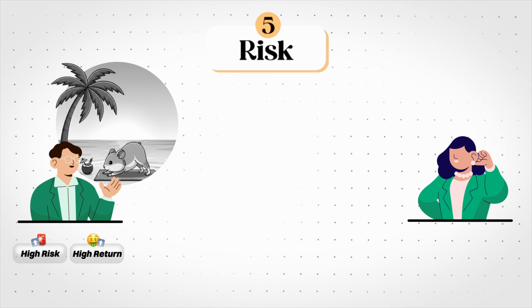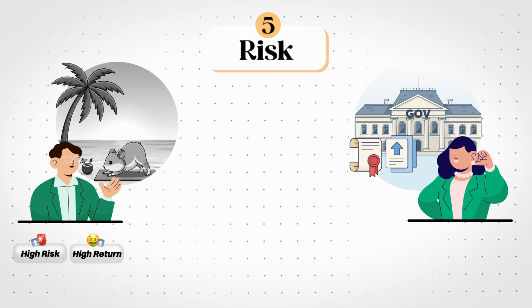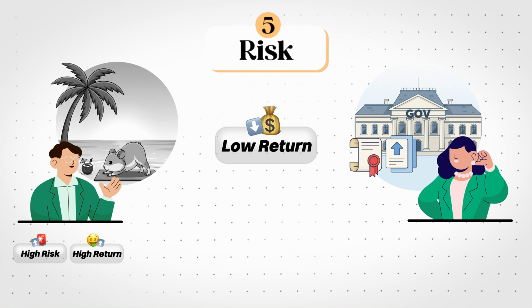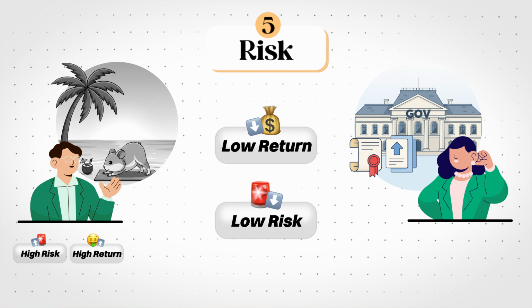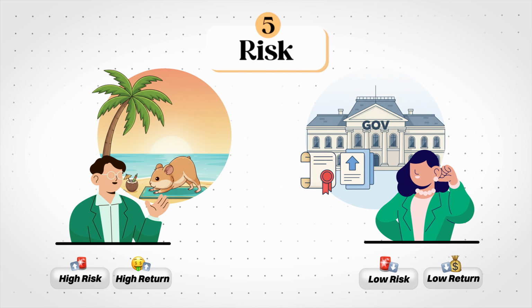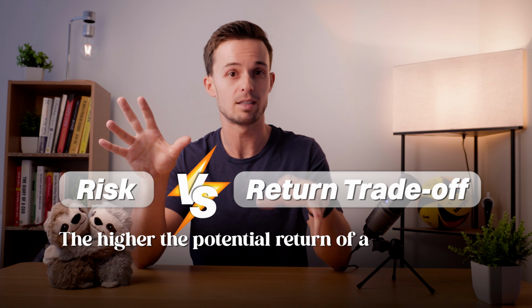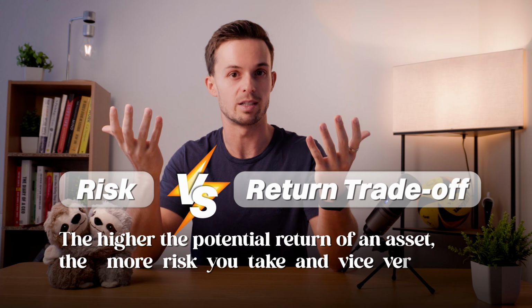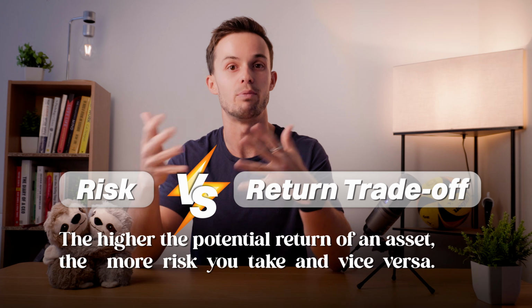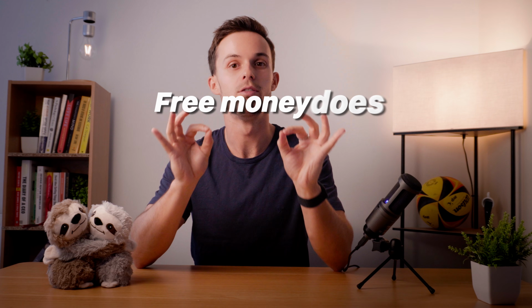On the other hand, putting your money in a government bond, something steady and boring that we'll cover in a future video, will likely give you a lower return, but your money isn't out there teaching downward-facing dog to rodents. This is low risk, low reward. This is why, in investing, we always talk about the risk versus return trade-off. Generally, the higher the potential return of an asset, the more risk you're taking, and vice versa. If an investment is very stable and predictable, the return is probably going to be lower. In short, free money does not exist.